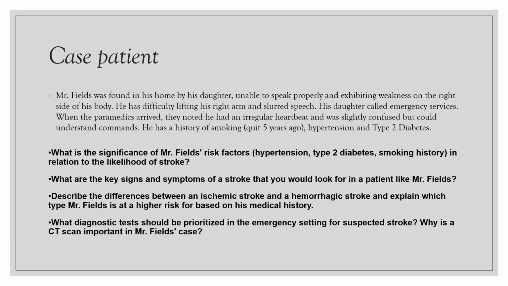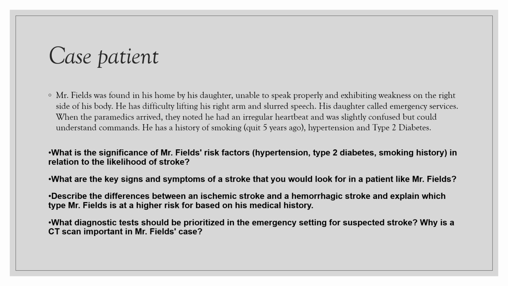So let's take everything that we have discussed and put it together on a real person. Mr. Fields was found in his home by his daughter, unable to speak properly and exhibiting weakness on the right side of his body. He has difficulty lifting his right arm and slurred speech. His daughter called emergency services. When the paramedics arrived, they noted he had an irregular heartbeat and was slightly confused but could understand commands. He has a history of smoking. He quit 5 years ago, hypertension, and type 2 diabetes.